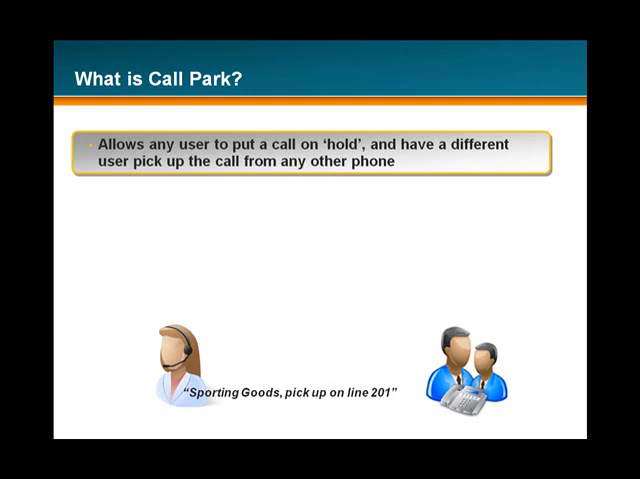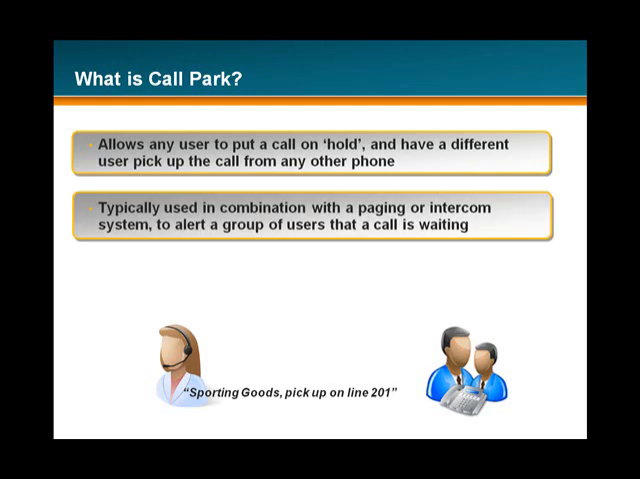Call Park is a feature that allows any user to put an active call in a temporary holding location such that it can be retrieved by a different user from any other phone in the organization. Call Park is typically used in conjunction with a paging or intercom system. As an example, you may often hear over a store's intercom system an announcement such as, "Sporting goods, please pick up on line 201."